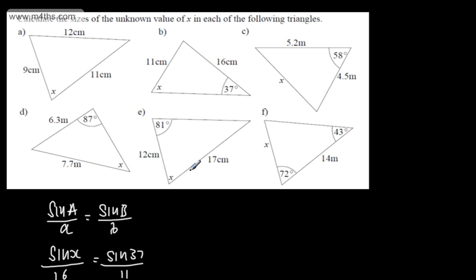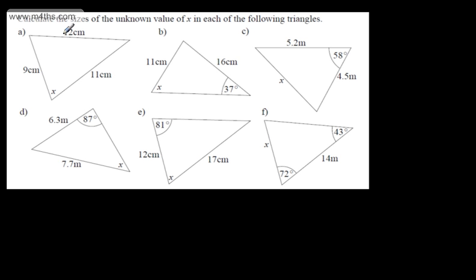Right, let's have a look at another one. Let's go for this one. What we've got on the next one here is a missing length, but we have an enclosed angle and two sides. So this will be the cosine rule. In general, we can say a squared will be equal to b squared plus c squared minus 2bc cos A. So we can say that x will be equal to the square root.